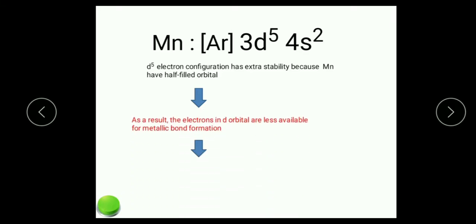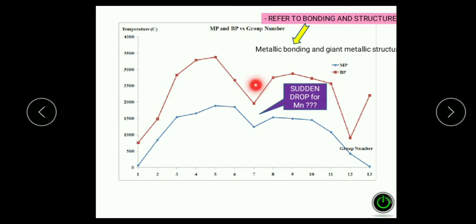As a result, these electrons in the d orbitals are less available for metallic bond formation. Only the 4s2 electrons readily get involved in metallic bond formation, because this 3d5 is already stable. So that's why manganese has a lower melting and boiling point than the others. That's why it has a lower melting and boiling point compared to the other transition elements.